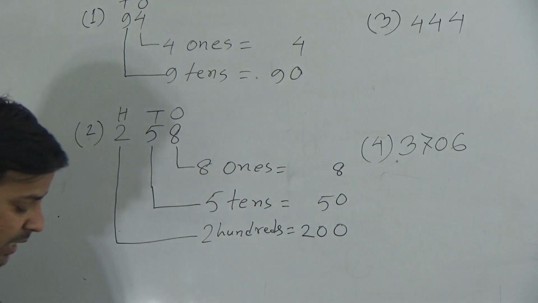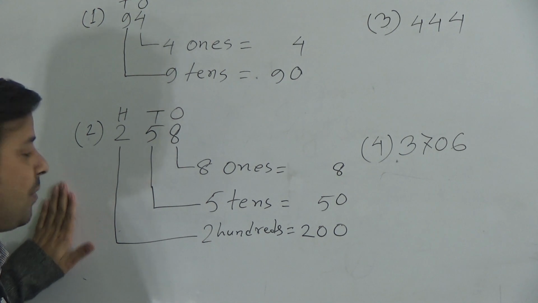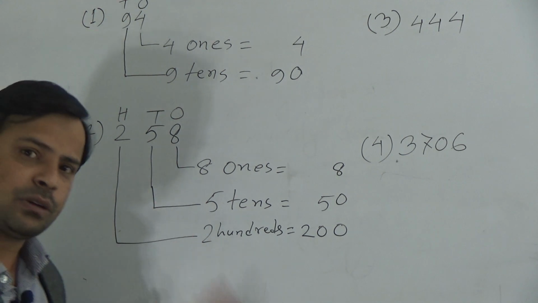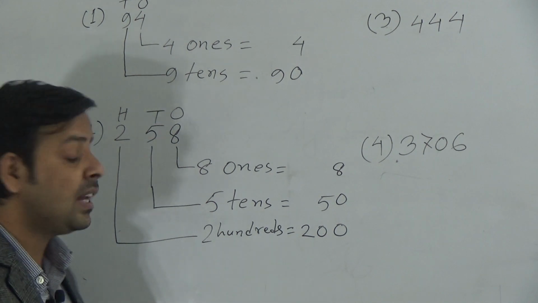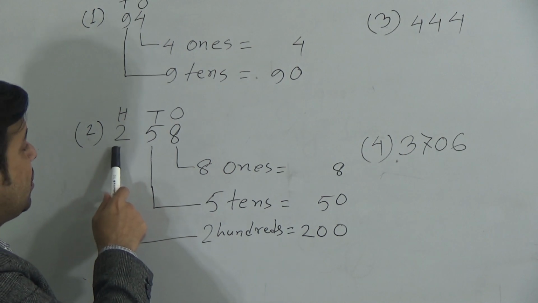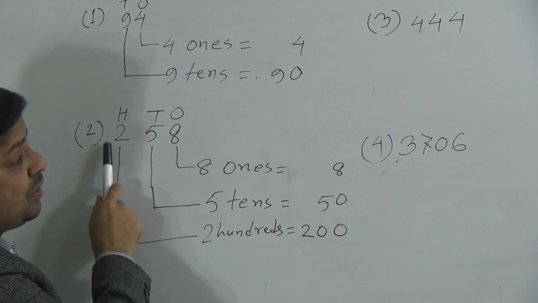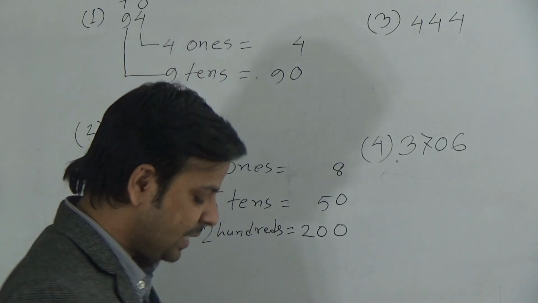Okay, dear students, I hope you have understood how to determine the place value, the value of a digit in a number according to its position. Easy, if it is hundreds position, the value will be 100. Suppose here 2 is in hundreds position, so this will be 200. How many hundred? 200. In this way, we can determine the place value of any digit in any number.